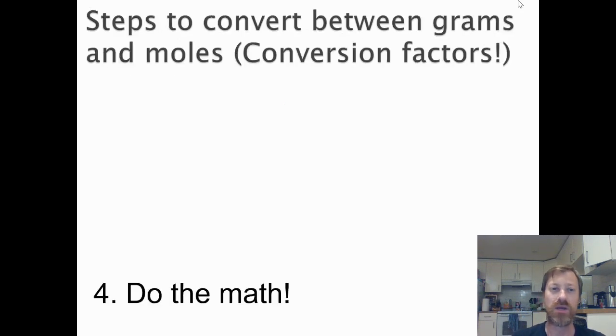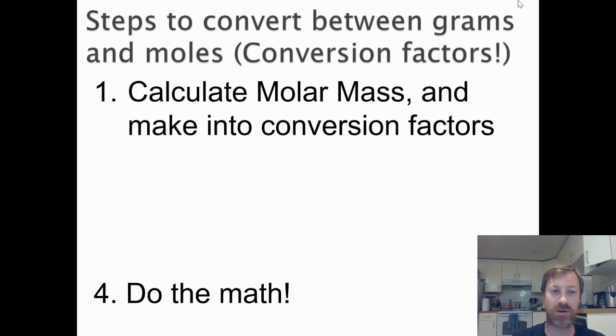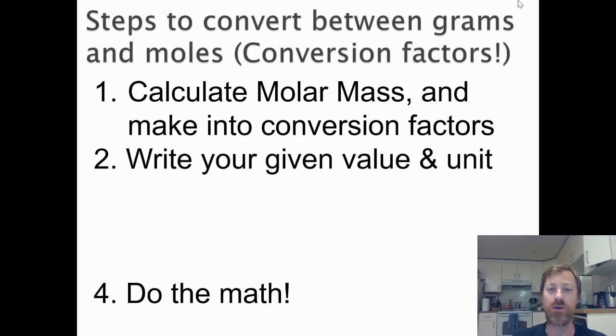All right, so let's talk about the steps that we want to do here. Oops, this is a little out of order. The first thing we want to do is calculate the molar mass and make it into conversion factors, just like what we did a moment ago. All right, next step, write your given value and unit. The given value is what's given to you in the problem. Now, it's super, super important to write your unit, so don't forget to write your units. Maybe you're given grams, then you're going to write grams. If you're given 12 moles, start with 12 moles.